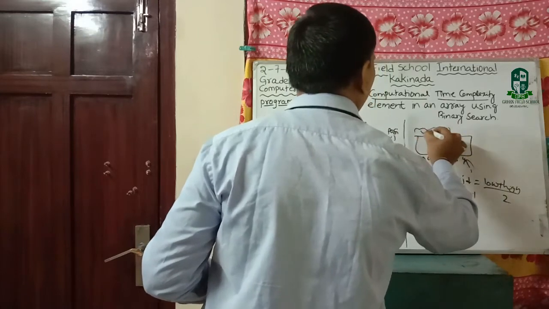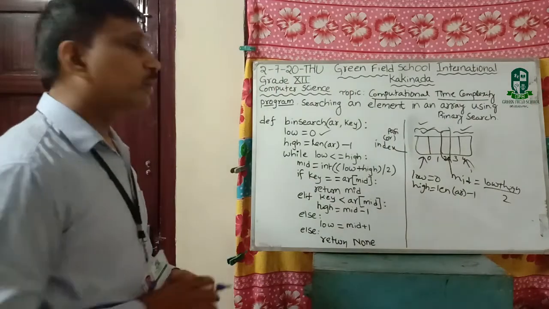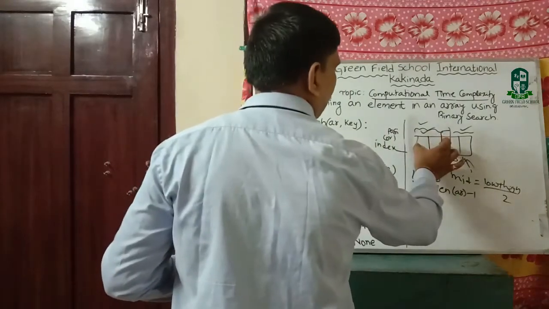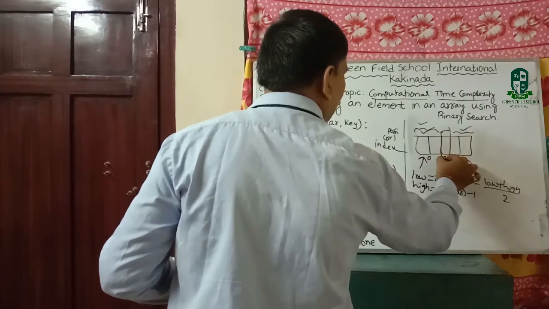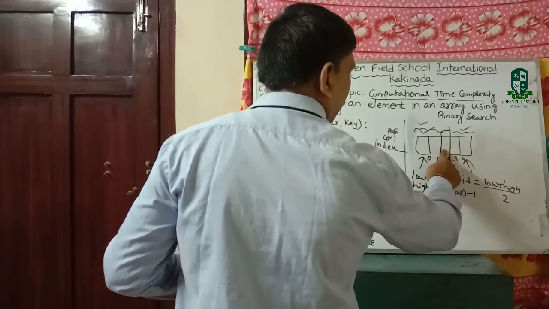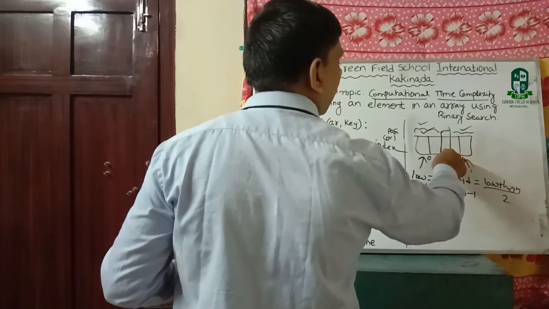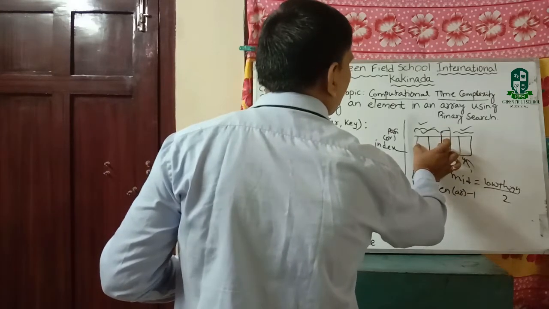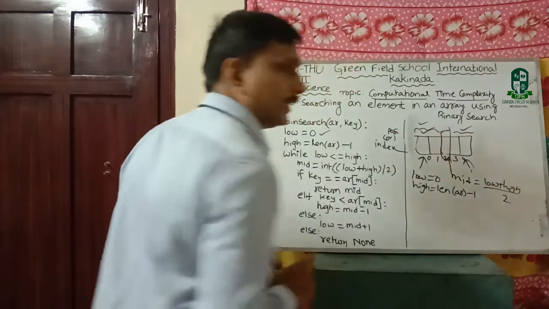The entire set can be divided into two parts: this one and this one. We search for the element in this list or in this list, because we have already checked this mid element. If it is equal to the key element, then we return this mid element. Otherwise, we continue the search in this list or in this list.